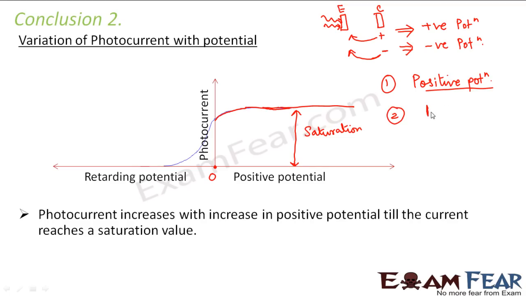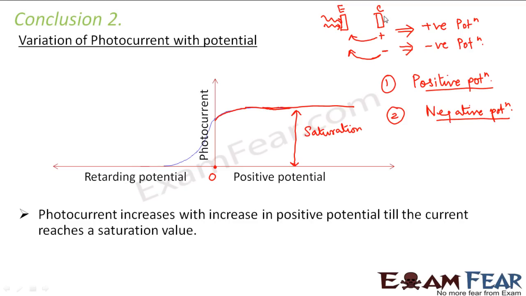The collector was kept at a negative potential with respect to the emitter, right? So now the collector is at a lower potential, and this negative potential is also sometimes known as retarding potential. Now when this negative potential is increased, that means the potential value is increasing but on the negative side. When this was increased, it was found that the current kept decreasing.